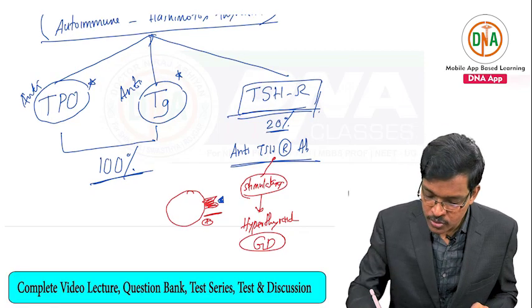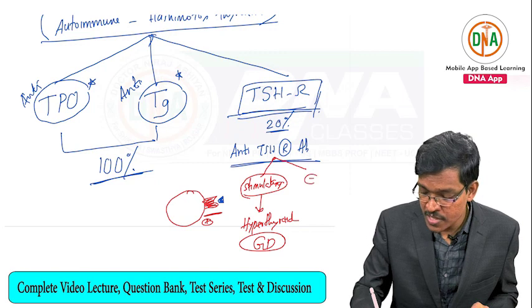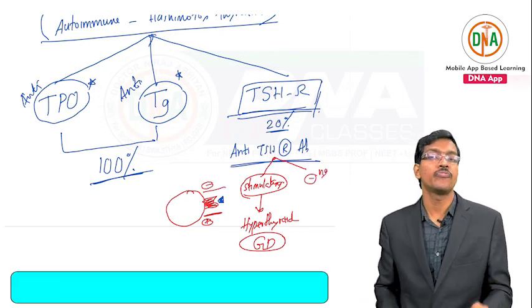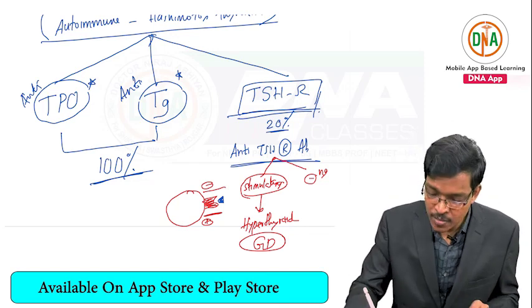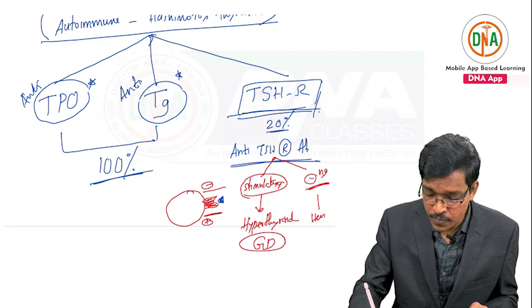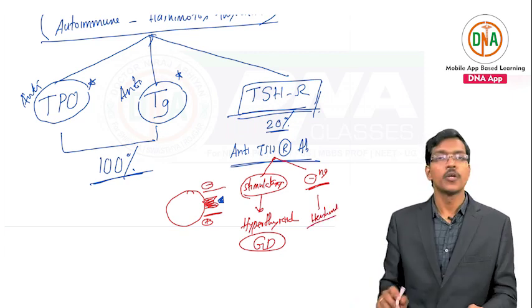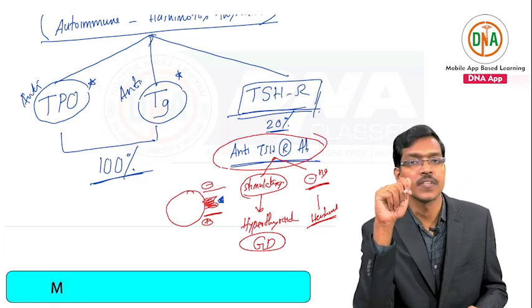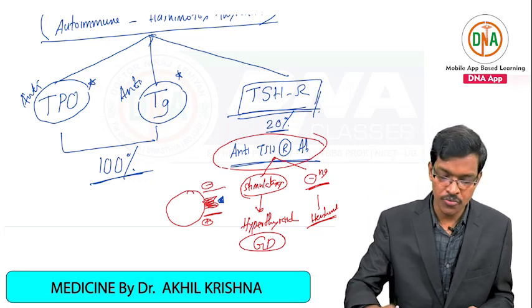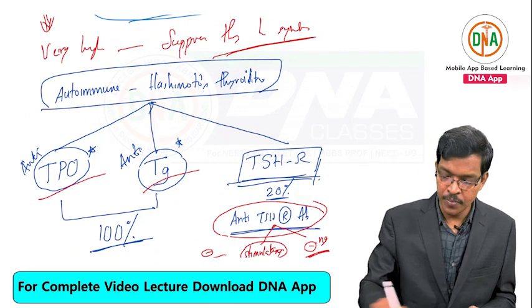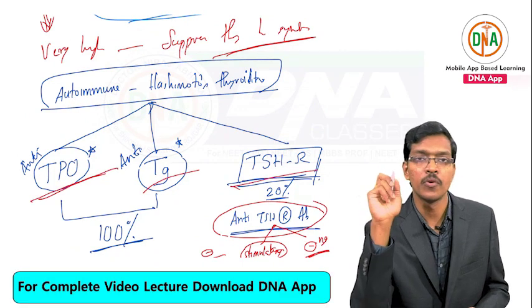But in hypothyroidism, you have inhibiting antibody. This will go and bind and inhibit the production of thyroid hormones. That is inhibiting antibodies. That is seen in Hashimoto's disease. So these receptor antibodies are more commonly seen in Graves' disease. That's the significance of anti-TPO, anti-TG, and anti-TSH receptor antibodies.